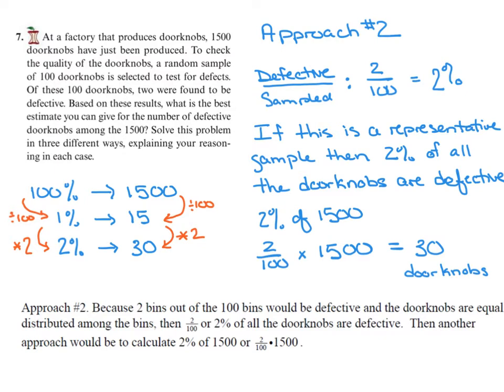Another approach would be to look at it as a percent. Since 2 out of 100 are defective, 2% of my sample was defective. If this is a representative sample, then 2% of all doorknobs are defective. 2% of 1,500 is 30 doorknobs. You could do this by converting the percent to a fraction or by using a percent table.